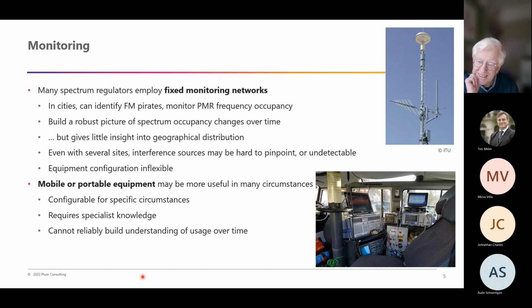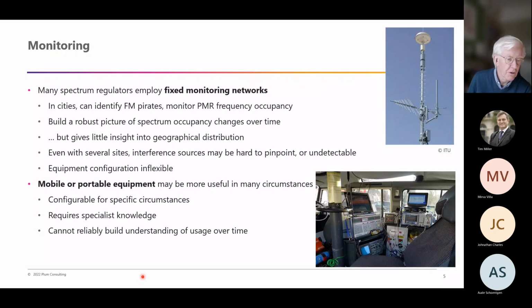The picture there is the interior of the Plum monitoring vehicle, a Land Rover with various pump-up masts, and we can fit this to look at any part of the spectrum from MF and LF through the sort of shortwave spectrum right up to millimeter waves up at 28 gigahertz or beyond for very specific purposes. So this gives you great flexibility. You can travel to where there may be reports of interference, or you may want to investigate the performance of a particular news service.